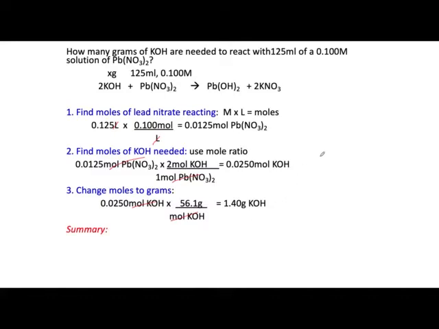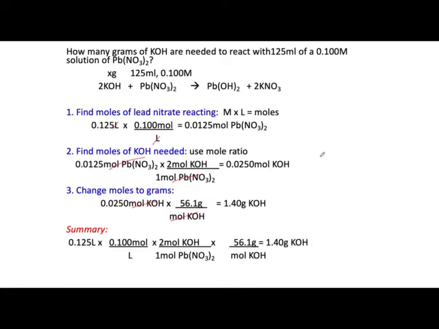I can summarize it by just putting all of my conversion factors together, because some people like to see it done that way. And here we go. So the first step would be taking the liters of lead nitrate, figuring out how many moles that is, then getting moles of potassium hydroxide using the 2-to-1 ratio from the equation, and then lastly the molar mass of KOH.